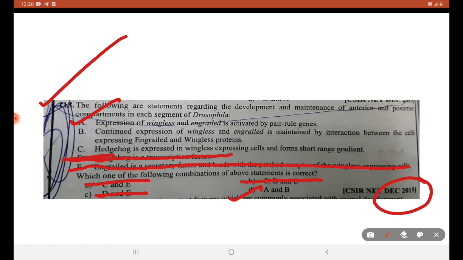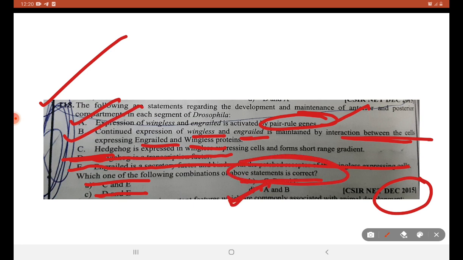Expression of wingless and engrailed is activated by pair rule genes. Continued expression of wingless and engrailed is maintained by interaction between these two cells expressing engrailed and wingless. B, D is the right answer. We are aiming for correct options. So D is the right answer.